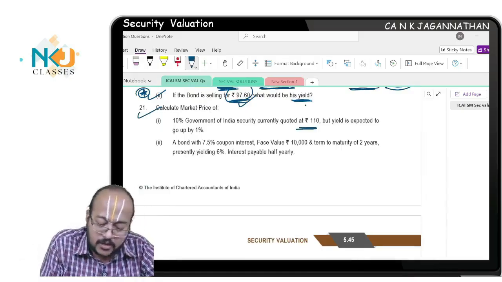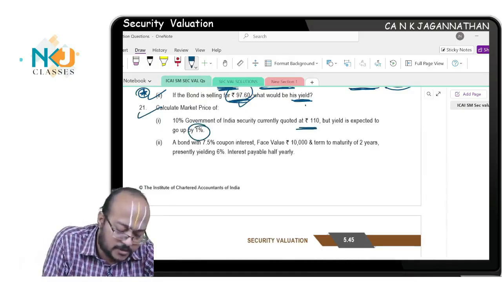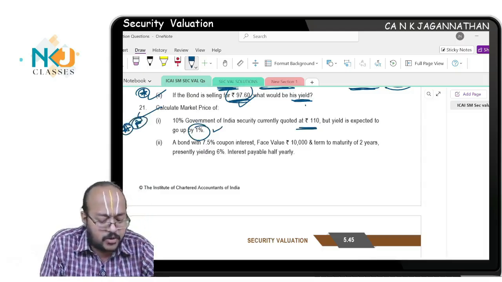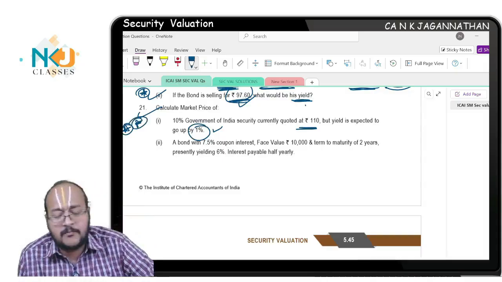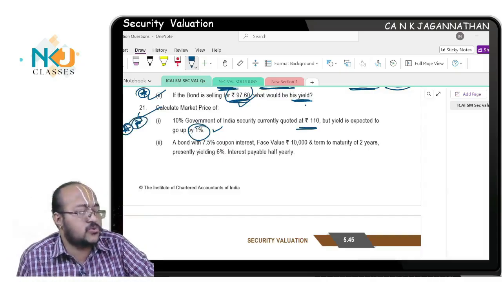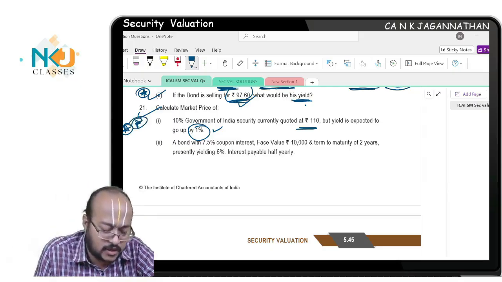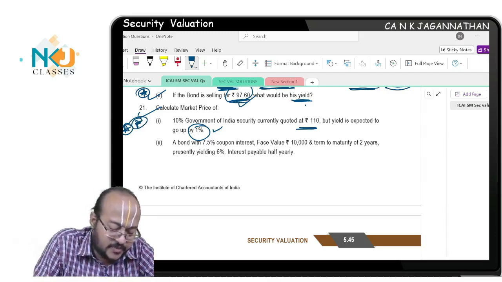But the yield is expected to go up by 1%. In this question the market is important. I call this question important because of one unique adjustment. Conceptually it is not good to say it like this, but they have done it like this. The solution differs.